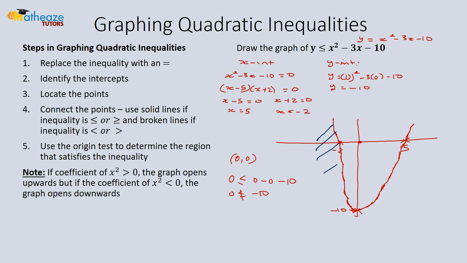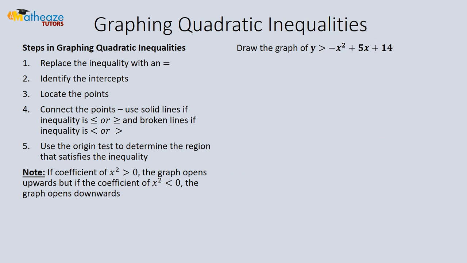So this region out here satisfies our inequality. Finally, let's look at this inequality here. First step, y equal to negative x squared plus 5x plus 14.